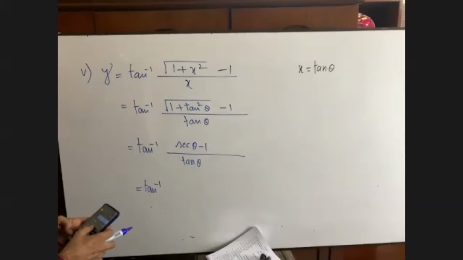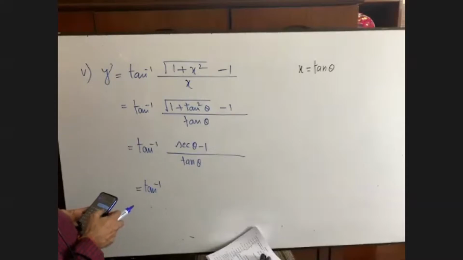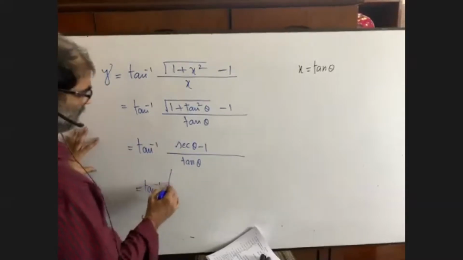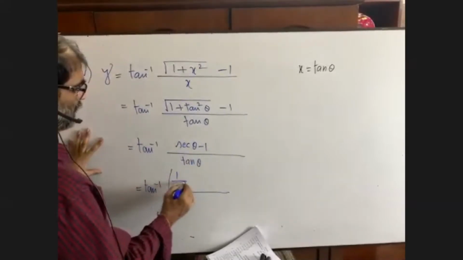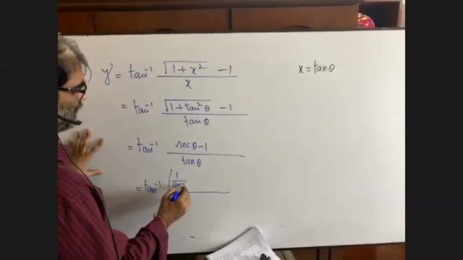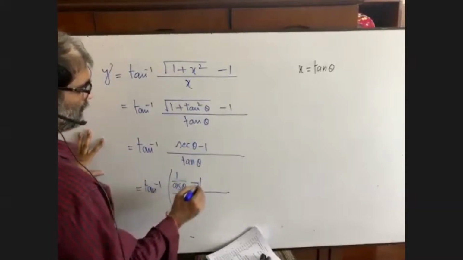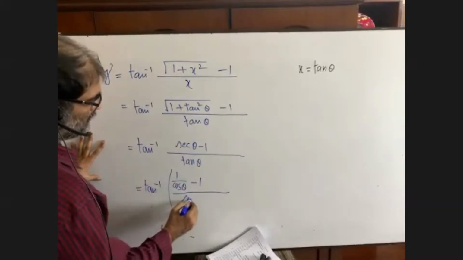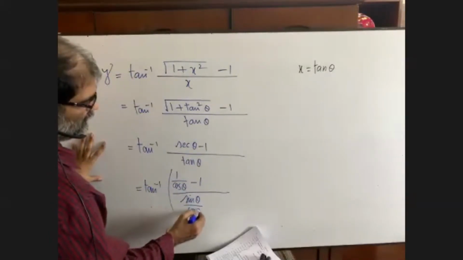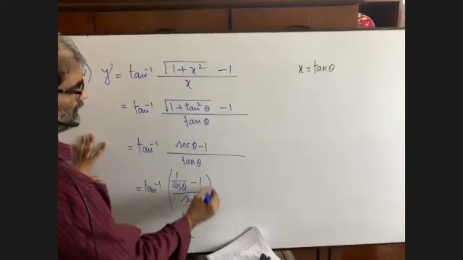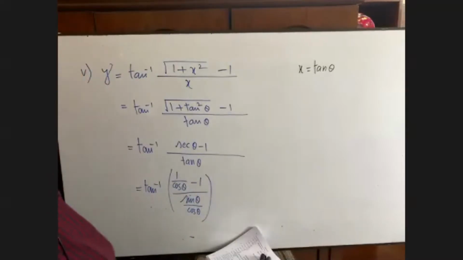Carry on. Now, it is what? Sec theta equals to what? 1 by cos theta minus 1. It is sine theta by cos theta, right?